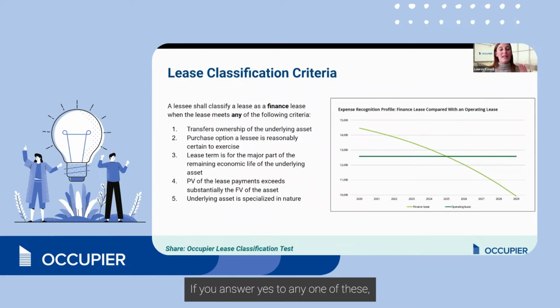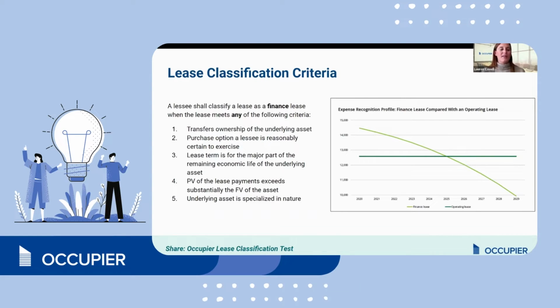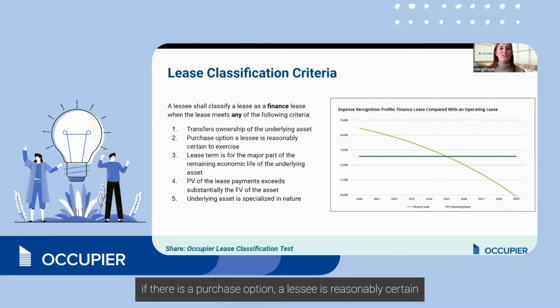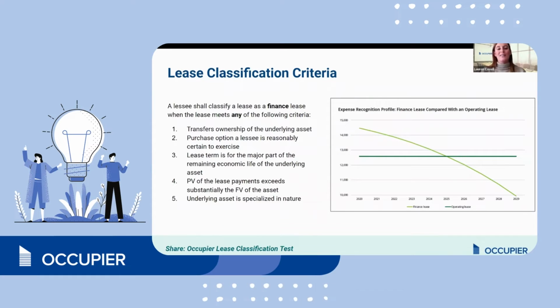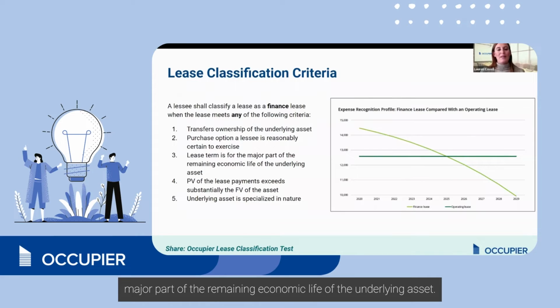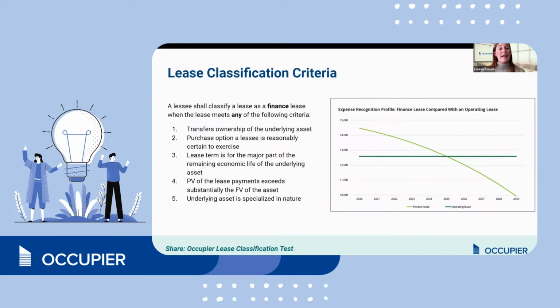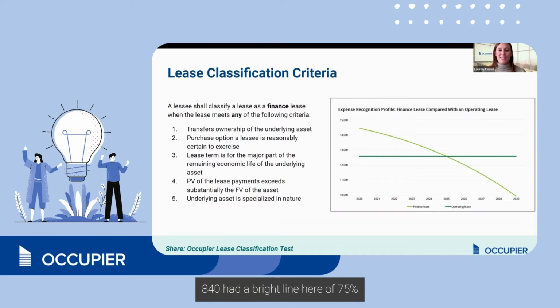If you answer yes to any one of these, then a lease is a finance lease. If there's a transfer of ownership, if there's a purchase option a lessee is reasonably certain to exercise. Again, when you hear reasonably certain, I want you to think through those factors that we discussed on lease term. 3 is lease term is a major part of the remaining economic life of the underlying asset. 840 had a bright line here of 75%. Companies can still feel free to use that as their guide as long as they do so consistently.